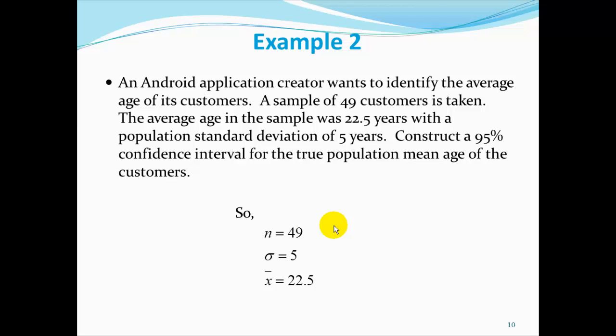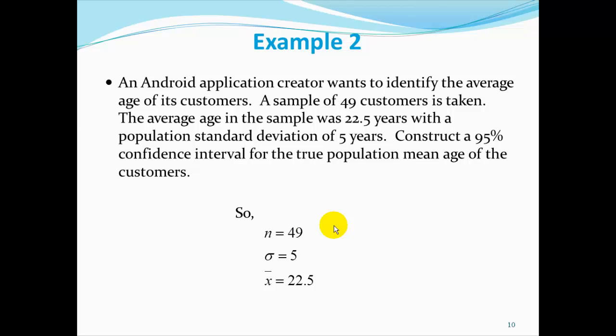Example 2. An Android application creator wants to identify the average age of its customers. A sample of 49 customers is taken. The average age in the sample was 22.5 years, with a population standard deviation of 5 years. Construct a 95% confidence interval for the true population mean age of its customers.